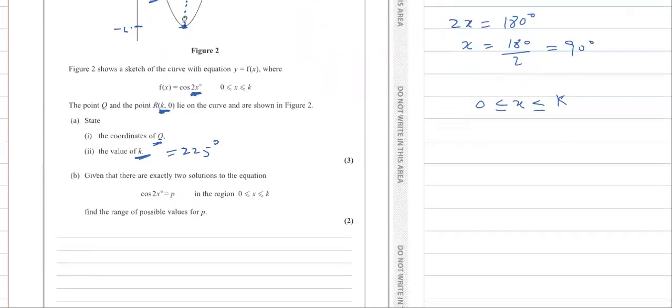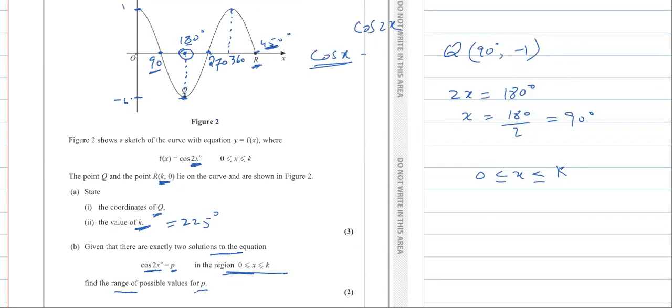Okay, part B. It is given that there are exactly two solutions to the equation cos of 2x is equal to p in the region. There are only two solutions for that one. Find the range of the possible values of p. Now if we take that cos of 2x is equal to p, and there are only two solutions for that one within that range.